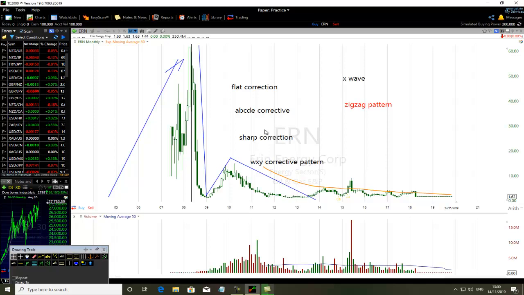All right, that's it. Now, it's not an ABCDE corrective wave because the ABCDE corrective wave is a triangle. So we do not have a triangle here. So it can't be ABCDE. All right.